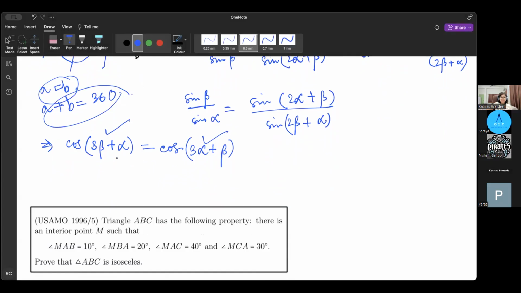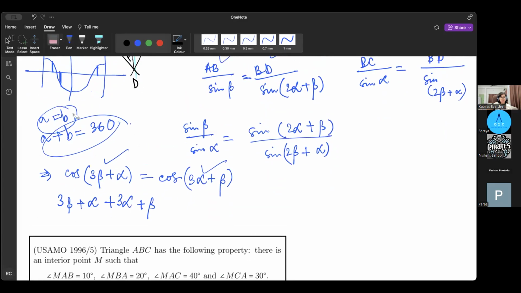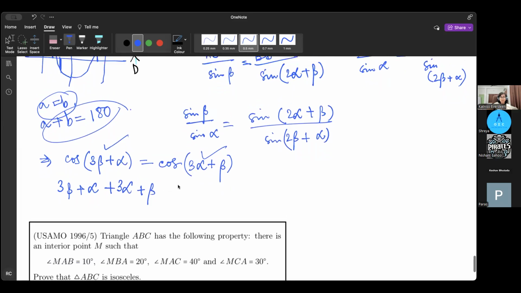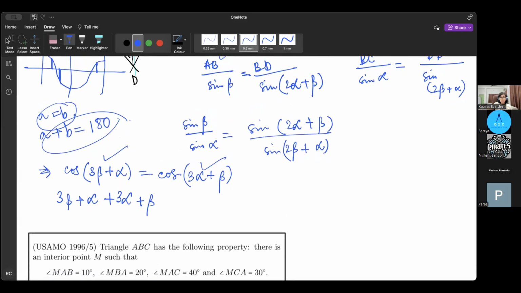But let's see what their sum is. It's 3 beta plus alpha plus 3 alpha plus beta. Is it 360? I don't think it's 360, it's 180. Sorry, that's my bad. No, I think if cos A is equal to cos B, then A plus B should be 360, right? Yes, sorry. I get confused a bit.